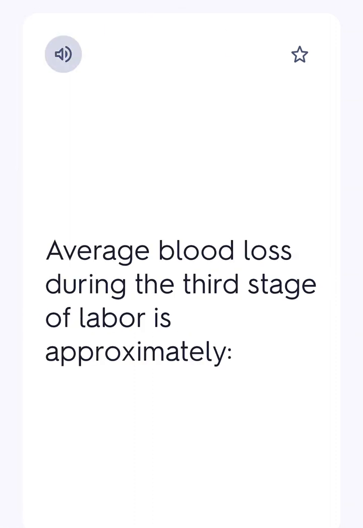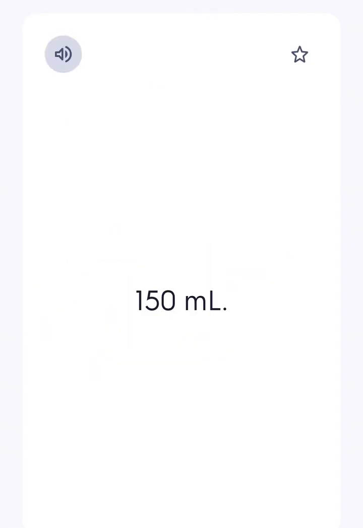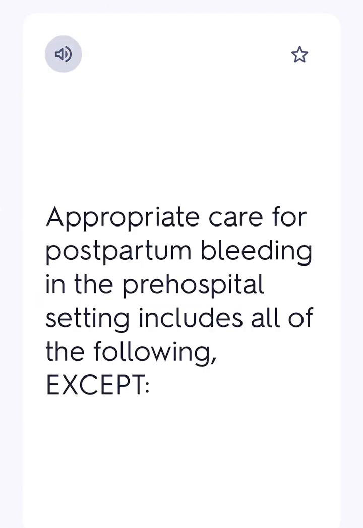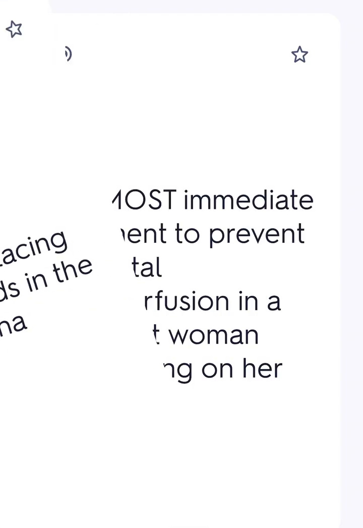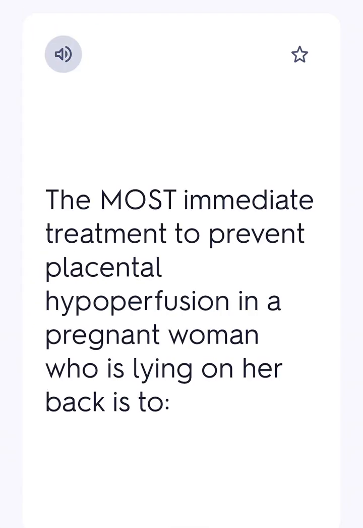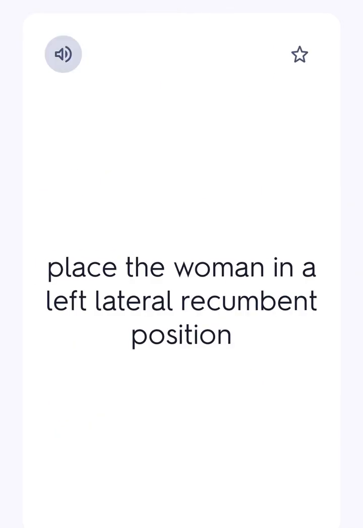Average blood loss during the third stage of labor is approximately 150 milliliters. Appropriate care for postpartum bleeding in the pre-hospital setting includes all of the following except carefully placing sanitary pads in the vagina. The most immediate treatment to prevent placental hypoperfusion in a pregnant woman who is lying on her back is to place the woman in a left lateral recumbent position.